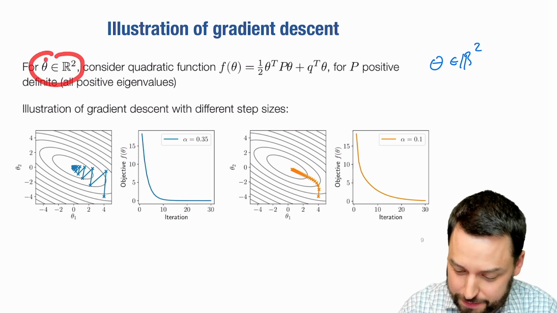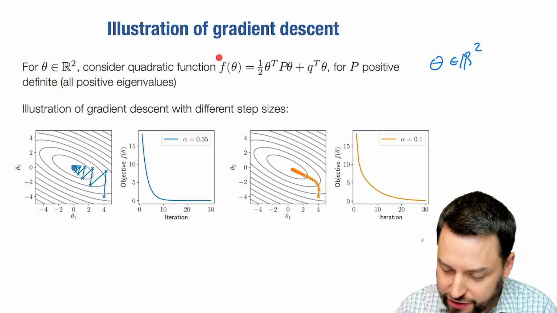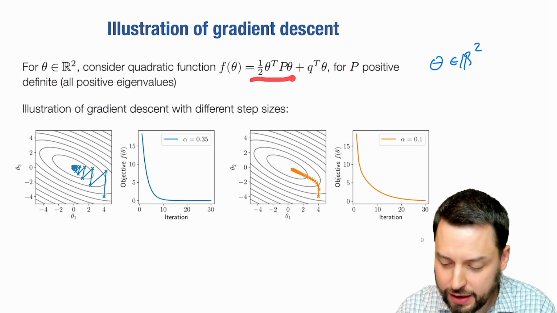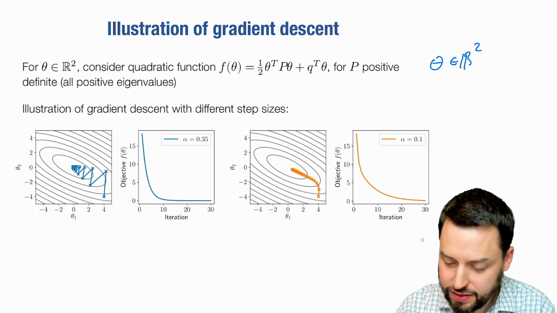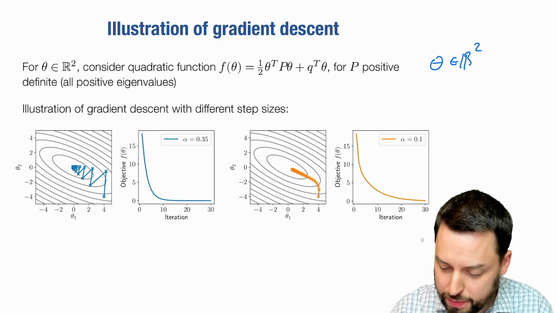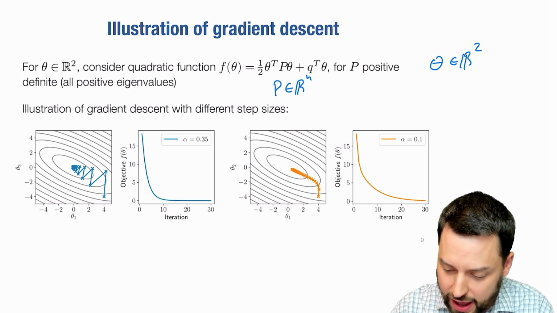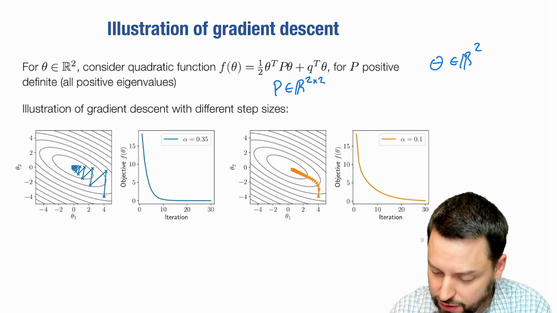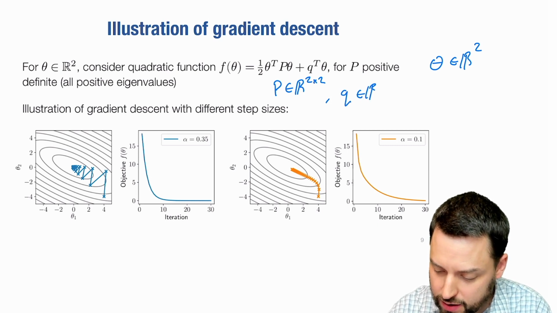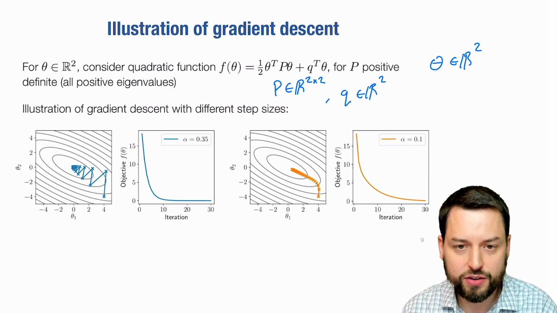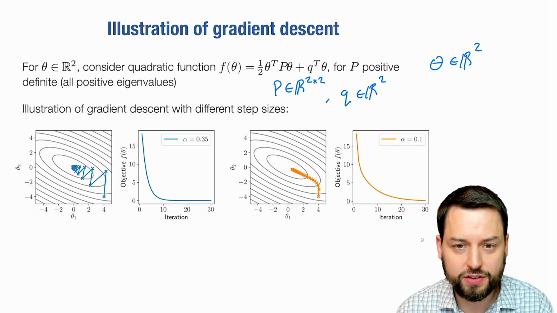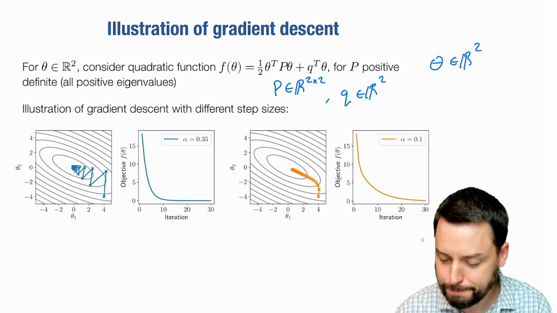That's right, so it's written here too. This function now is a quadratic function, a function that has a quadratic term in p, and so this is the inner product of theta with a. In this case, p would be a 2 by 2 matrix, and q would be a 2-dimensional vector, so that when you take all these products here, you get a scalar output.